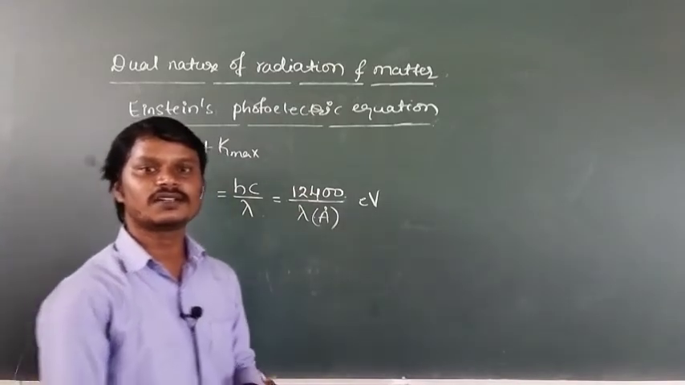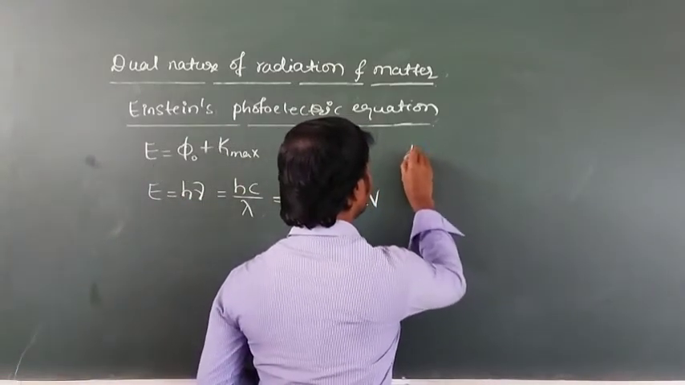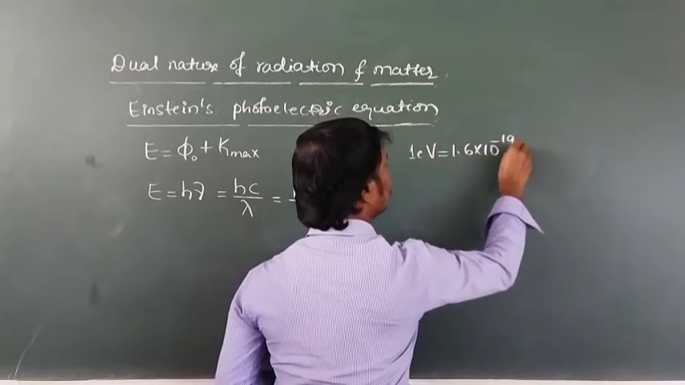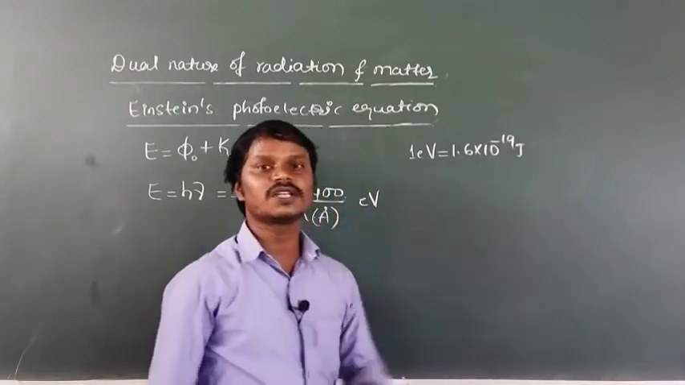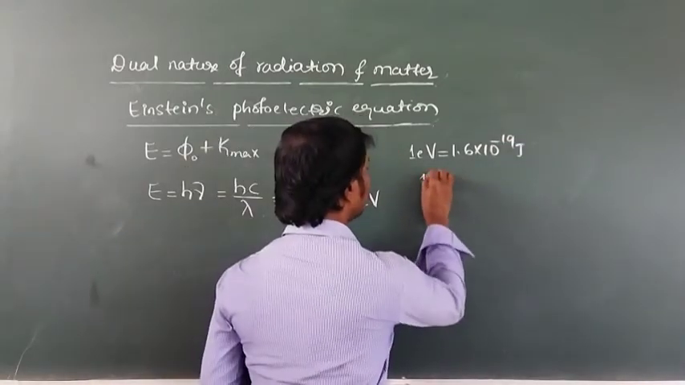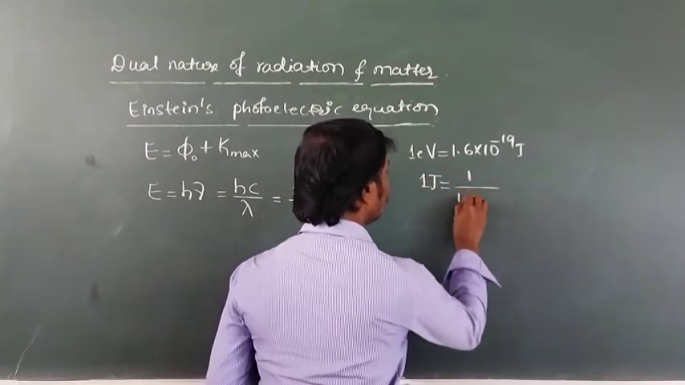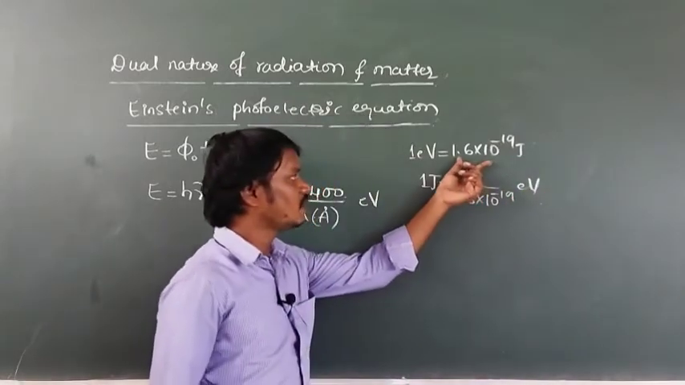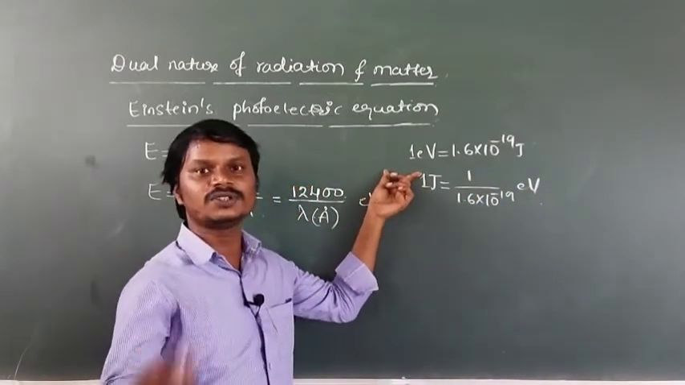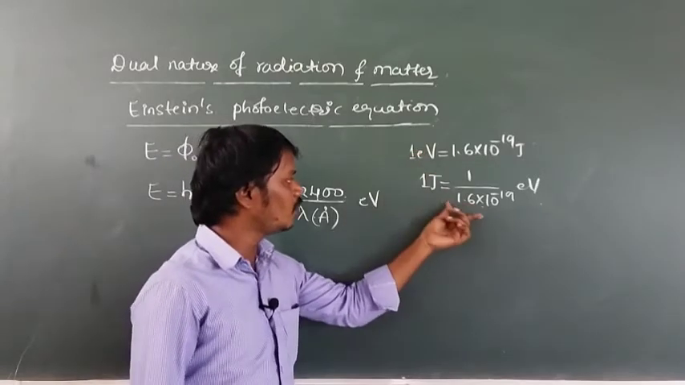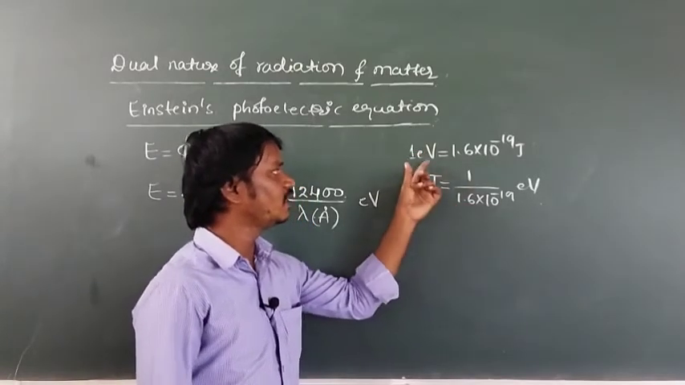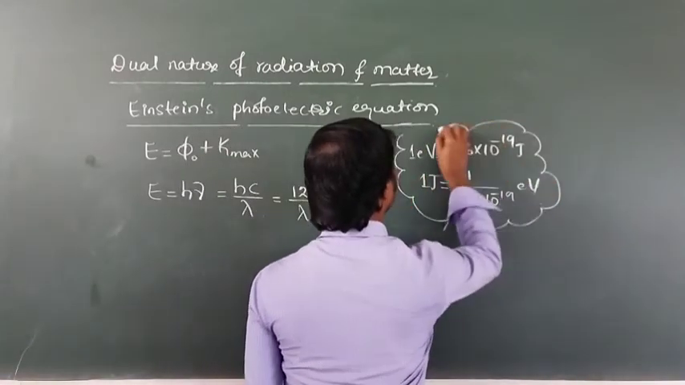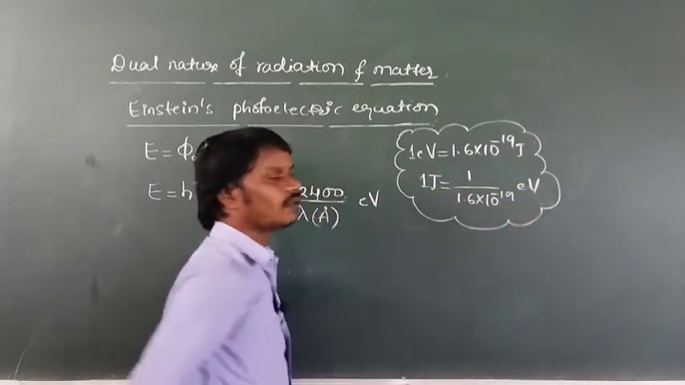What is the value of 1 electron volt in terms of joule? 1 electron volt is equal to 1.6 into 10 to the power of minus 19 joule. And 1 joule in terms of electron volt is 1 by 1.6 into 10 to the power of minus 19 electron volt, because taking this value to the left hand side, it comes to the denominator. So remember this for the conversion of electron volt to joule and joule to electron volt.